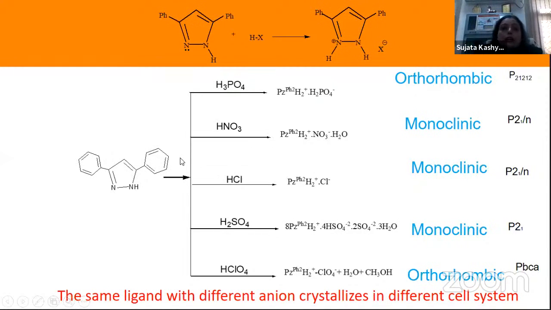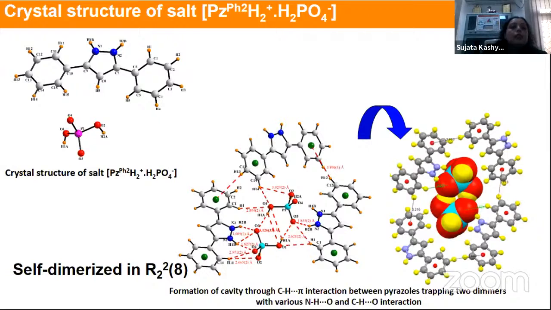So we can see here the different systems crystallize in different crystal systems, orthorhombic, monoclinic. That means the same ligand in the presence of different anions crystallizes in a different crystal system and has a different kind of 3D orientation, and different types of short contacts or hydrogen bonding. I will show you. This is the first case.